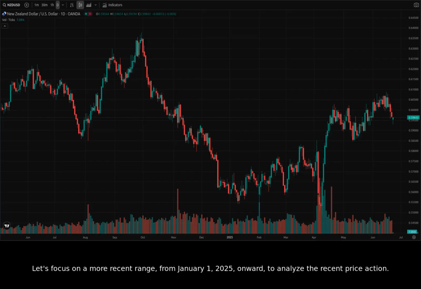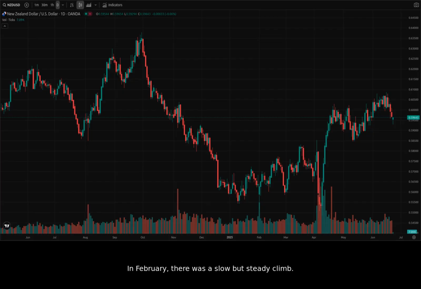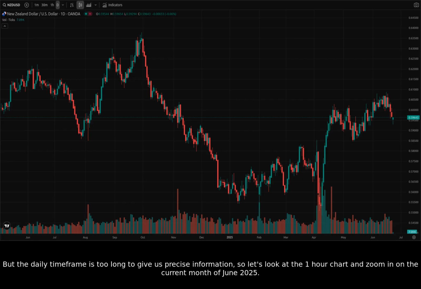Let's focus on a more recent range, from January 1st, 2025, onward, to analyze the recent price action. We see a gradual decline through January, with several drops below 0.56 followed by retracements. In February, there was a slow but steady climb. But the daily timeframe is too long to give us precise information, so let's look at the 1-hour chart and zoom in on the current month of June 2025.